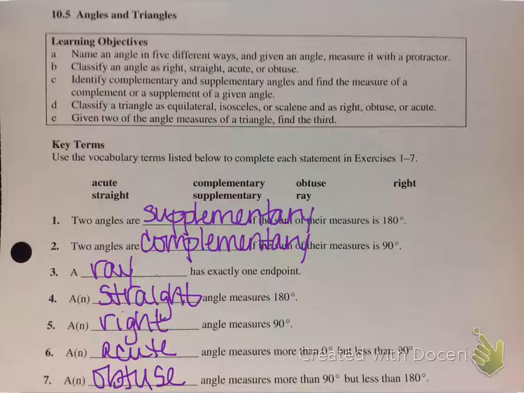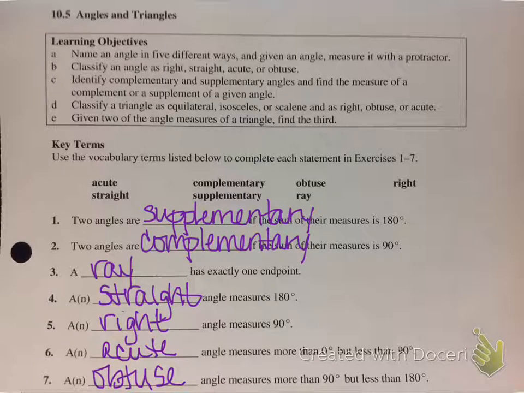In this lesson, we're going to look at angles and triangles. And our key terminology, the first one: two angles are supplementary if the sum of their angle measures is 180 degrees. Two angles are complementary if the sum of their angles is 90 degrees.